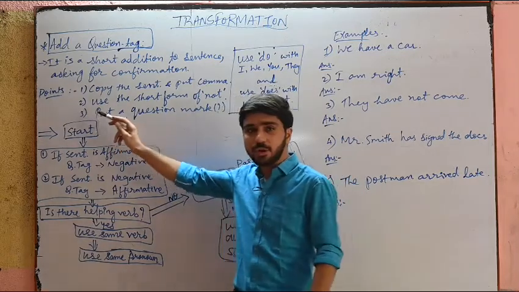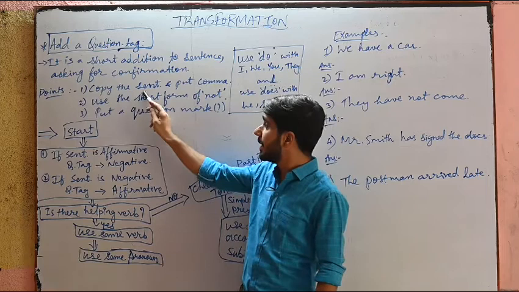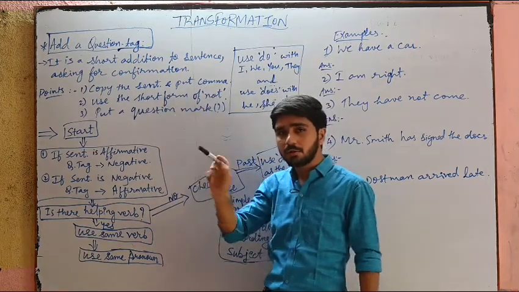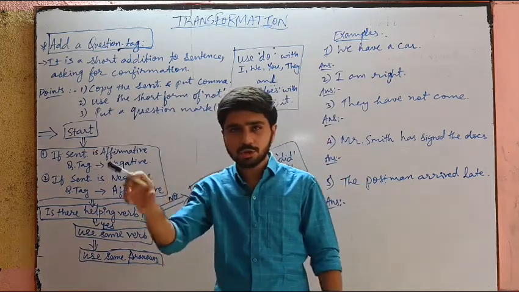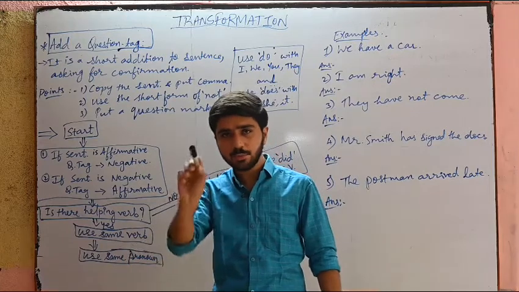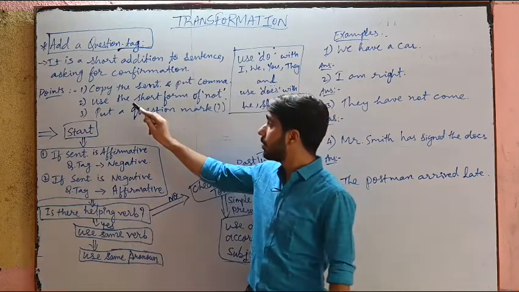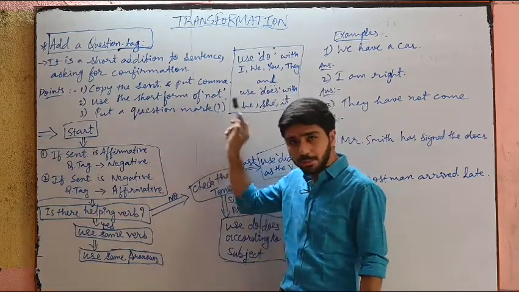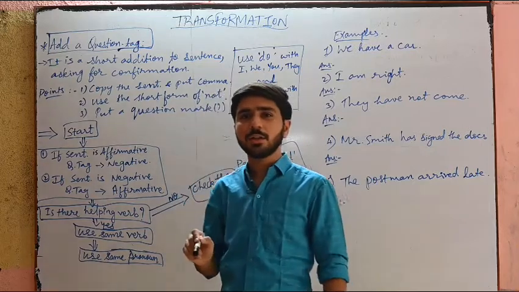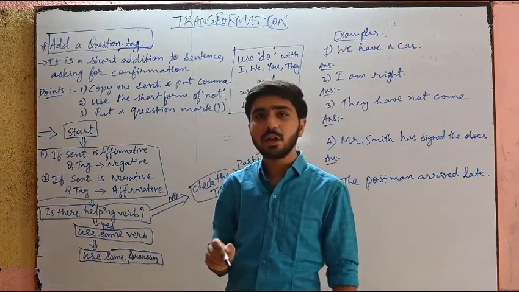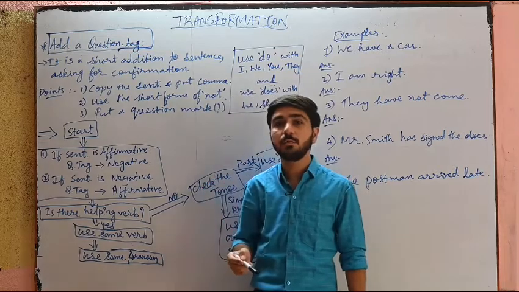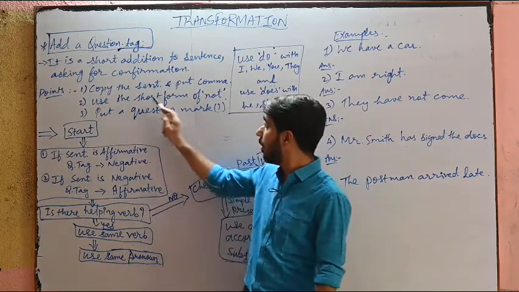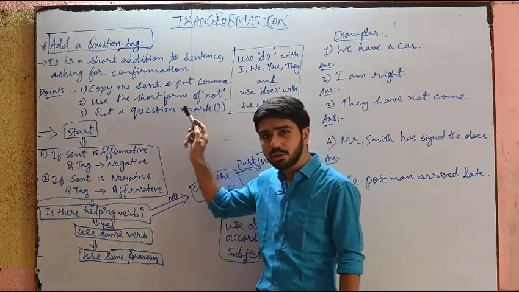See the points which you have to remember. First, copy the sentence and put a comma. Means the question is given to you. Copy that whole question in the answer, word to word. Then put a comma. Then use the short form of not. Means, for example, cannot is can't, shall not is shan't, would not is wouldn't. That is called the short form of not. So always use the short form.